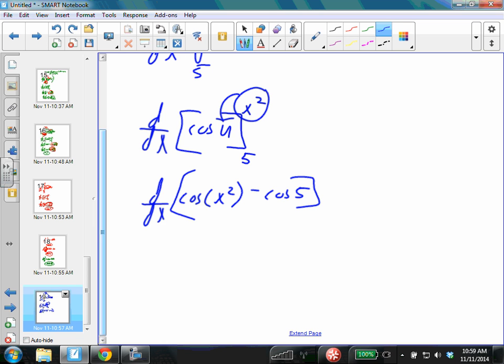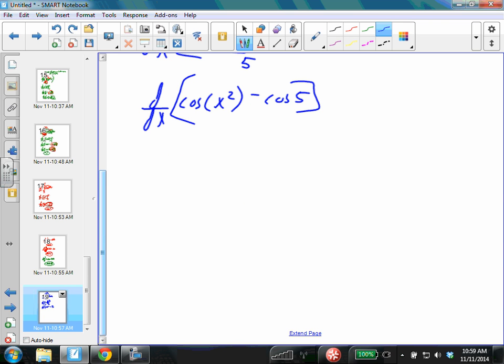And whenever we go to take the derivative of this, what is the derivative of cosine of x squared? Negative sine of x squared times 2x, because we have to use what? The chain rule. And then what happens to cosine of 5? Yeah, it disappears. Okay, so this is what we end up with.